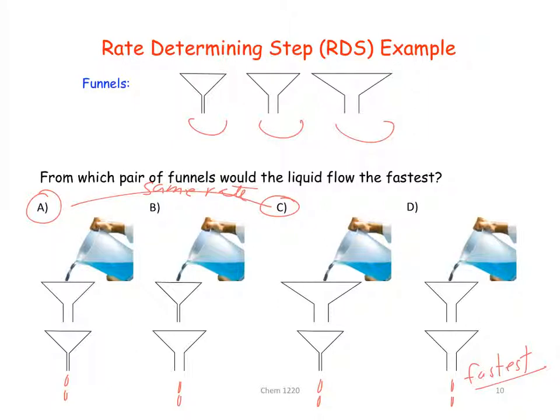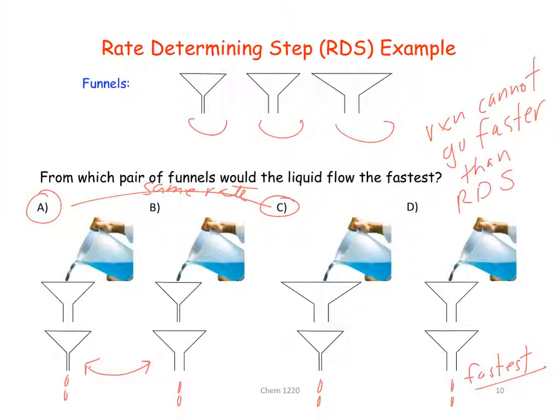What about if we compare A and B? Which one of those would be faster? They'd be the same as well, right? Because in each one of these cases, they have a thin funnel. So that's going to be the rate determining step, right? And the overall rate cannot go any faster than that rate determining step. So the reaction cannot go faster than the rate determining step.